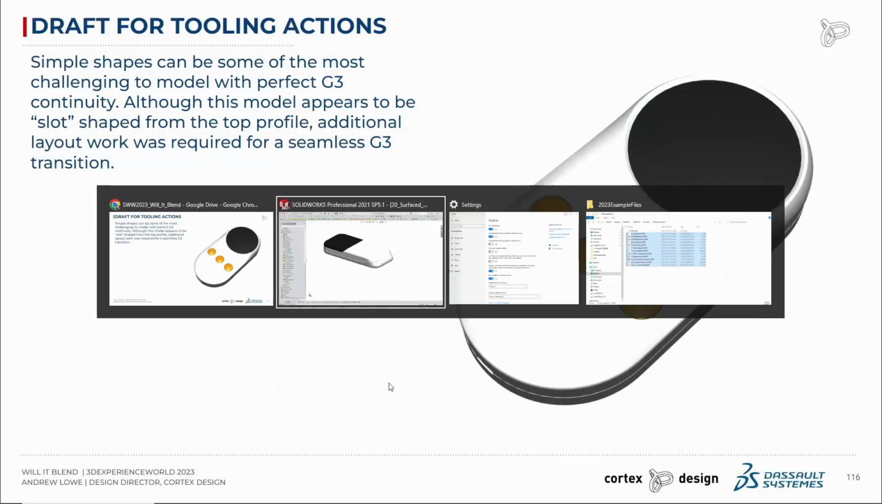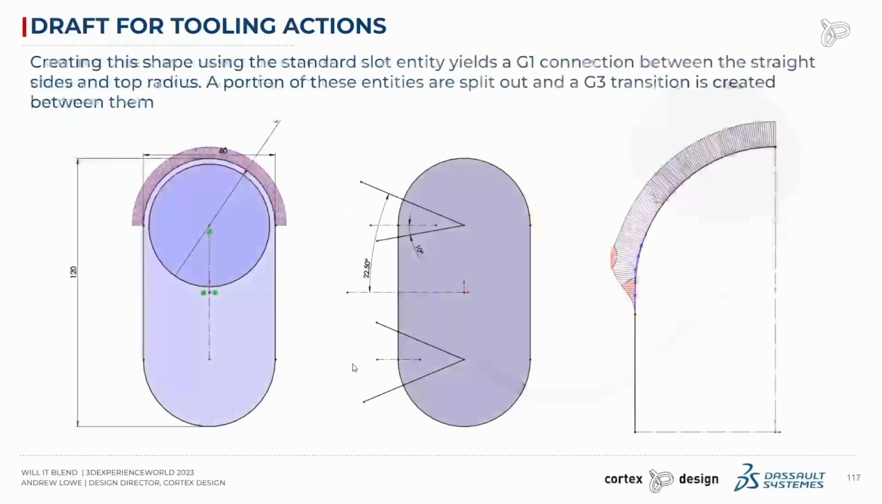Well, before we jump into SOLIDWORKS, I want to illustrate one point. And that, I need to edit my slide here, that's a typo, not draft, tooling actions. This is an example where I sketched a slot, but a slot has an arc at the top, constant radii. So what I've done is come in and created a little bit of a blend here, or a little split, and now I'm creating a new style spline with the G3 torsion relation between my arc section and my straight section to be able to help blend this out seamlessly.